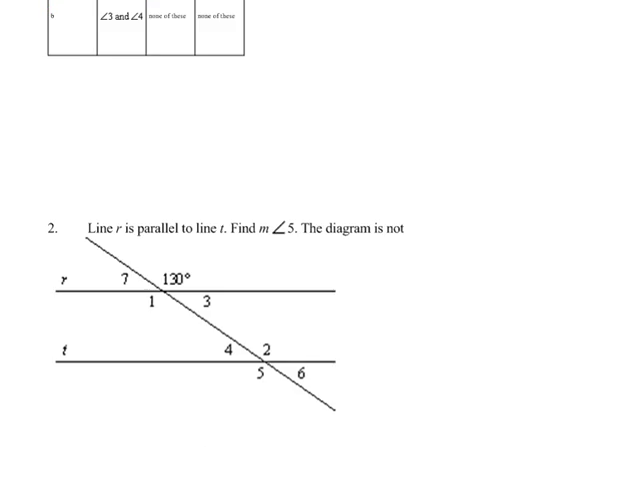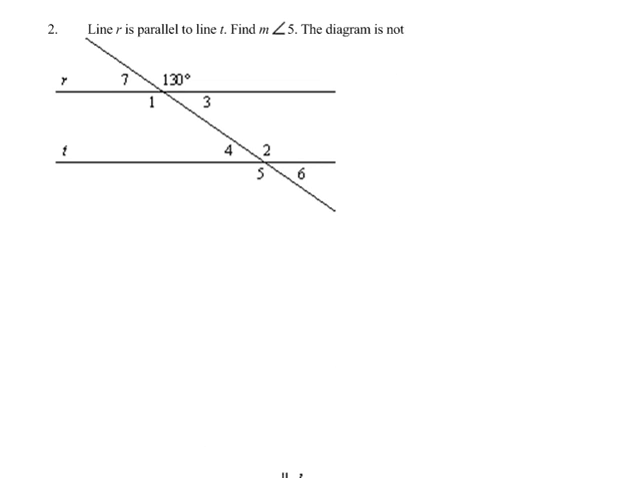Number 2, line R is parallel to line T. If we need to, we can draw the arrows on it to show that, because it does explain that to us. R is parallel to T. So find the measure of angle 5.